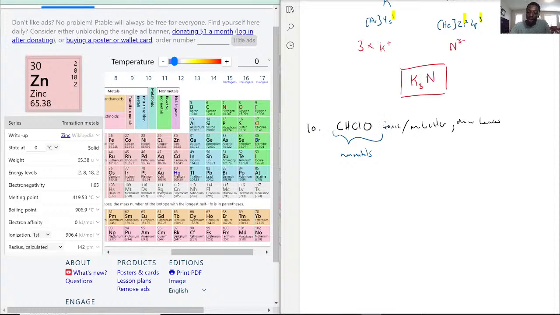So this would actually just be a molecular compound, because there's no metals present. There's no metal ions. Okay.